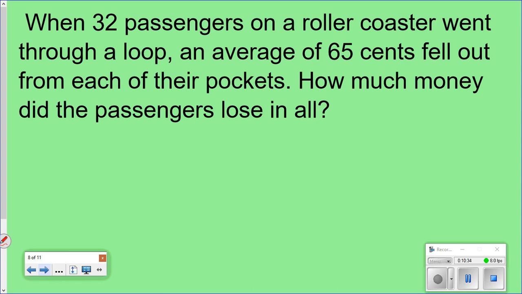Now, if I look at those two numbers, one of those numbers should be negative. What number up there should be negative? And how do you know, Matt?